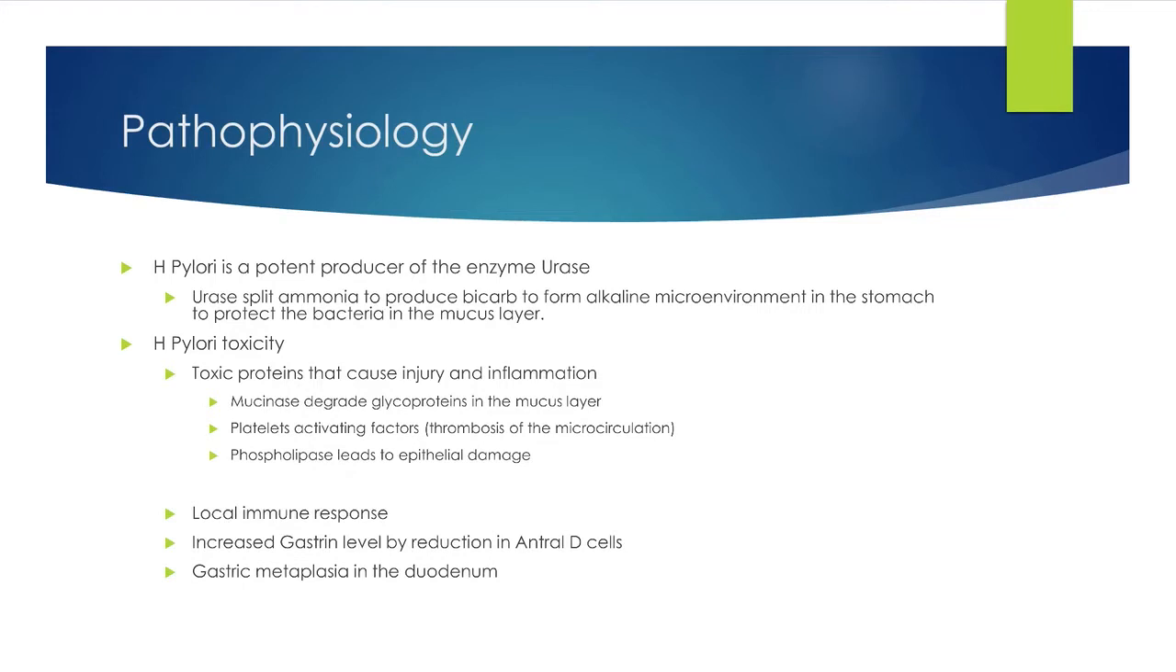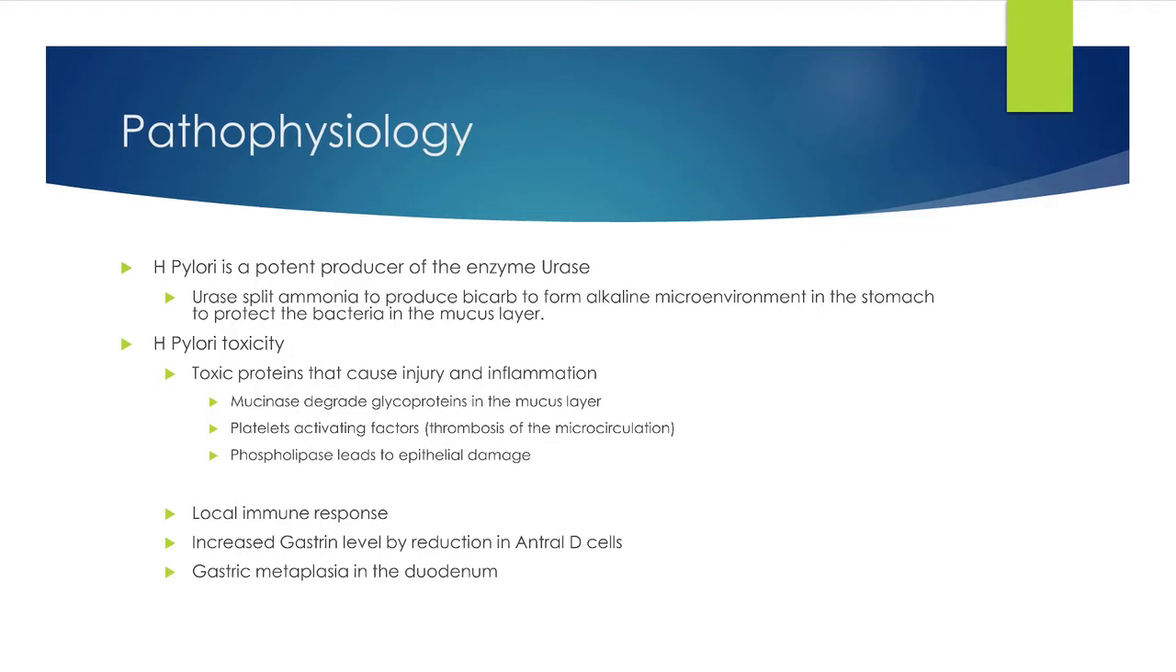Now, the mechanism where H. pylori works is the fact that it produces potent enzymes, and these enzymes are toxic to the underlying mucosa. But mostly what it does, and that's how it survives, it produces an enzyme called urease, and that will split ammonia and lead to the production of bicarbonate, and by that way it will create an alkaline microenvironment within the stomach, and that's how it protects itself and lives in the mucosa to avoid being killed by the low pH in the stomach.